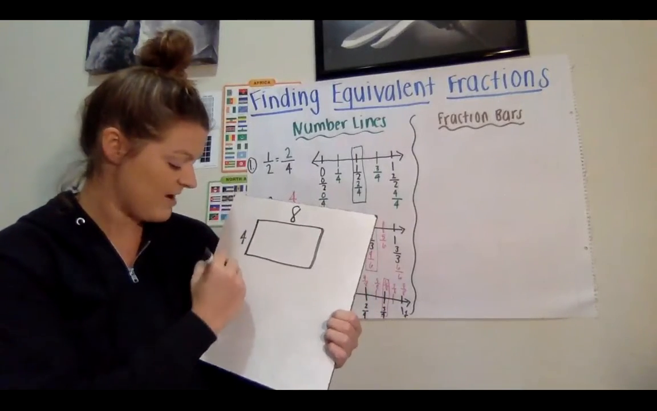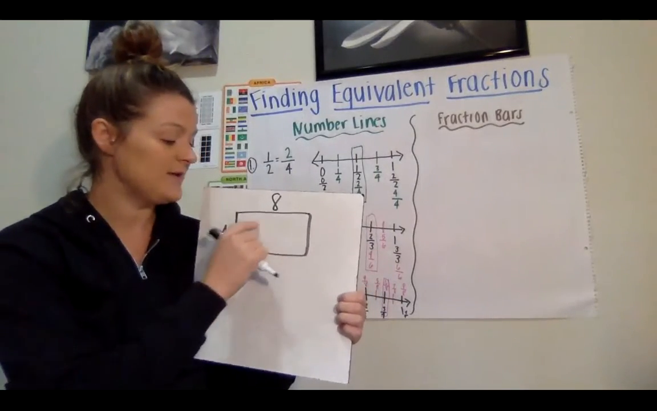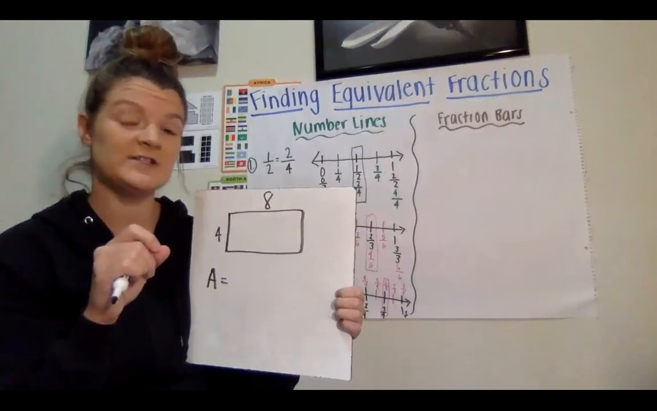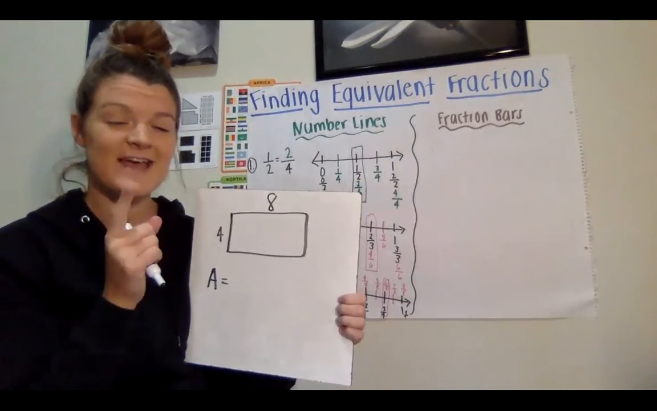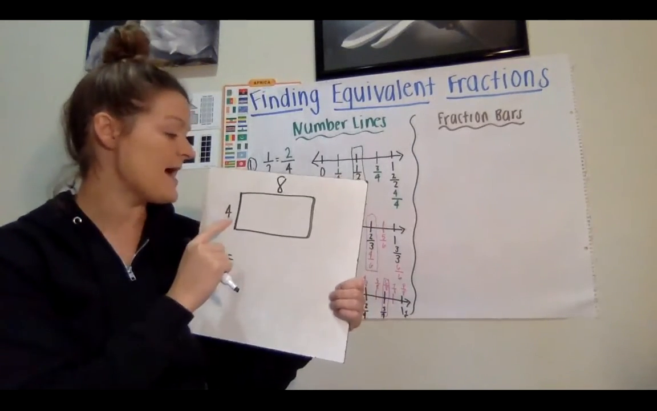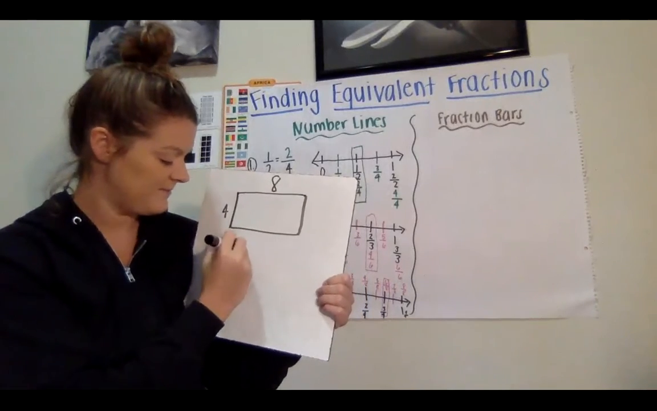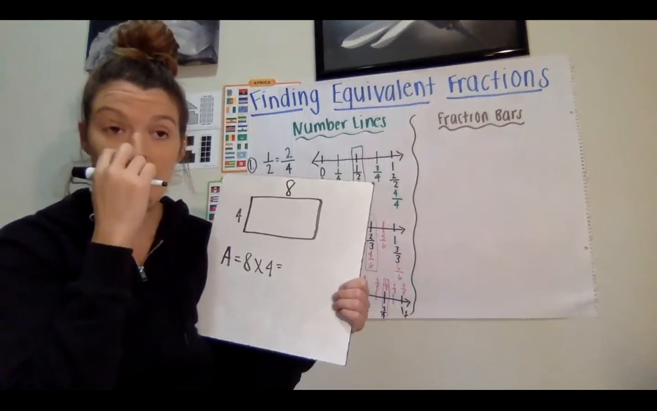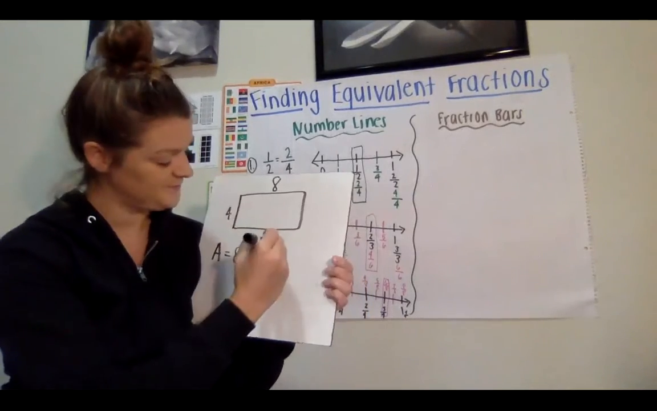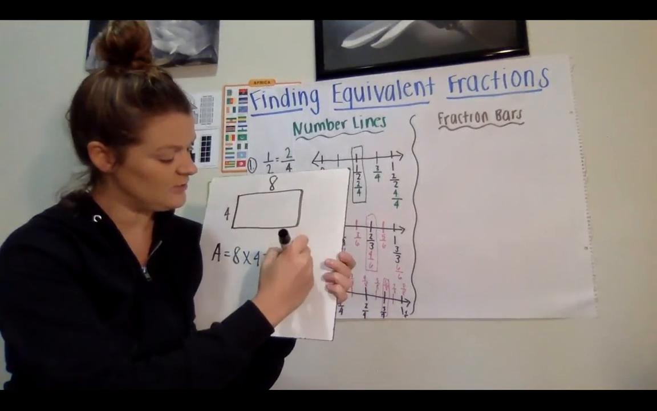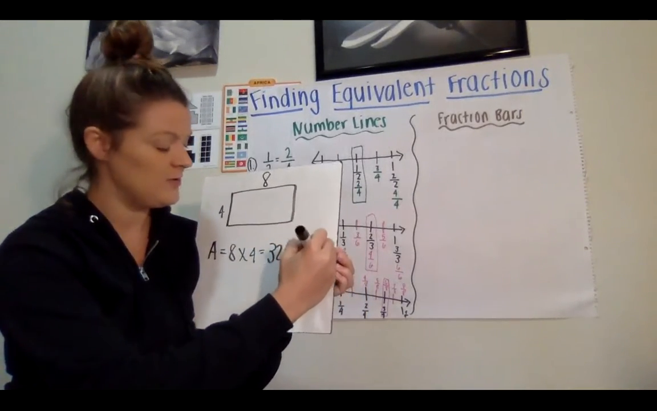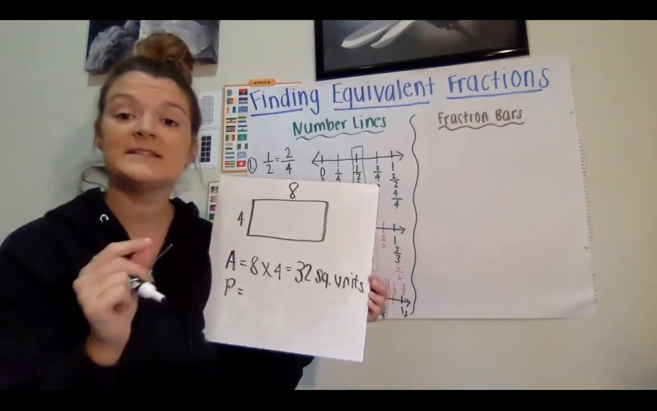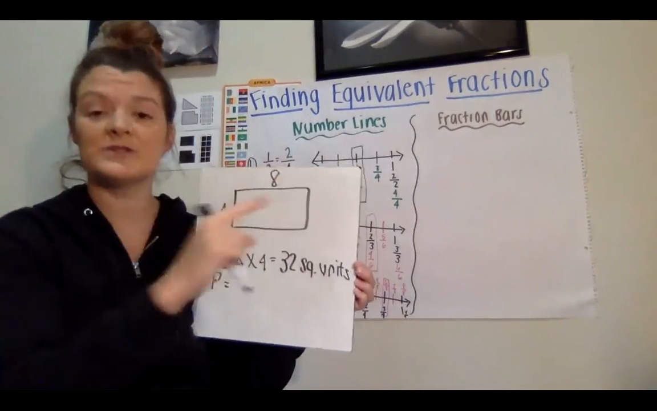We know that area is the amount of space inside of a shape. So to find area, what do we do? Hopefully you're saying multiply. We multiply our length times our width. And 8 times 4 equals 32. So 32 square units. Now, to find the perimeter, that's the amount of space around the shape.